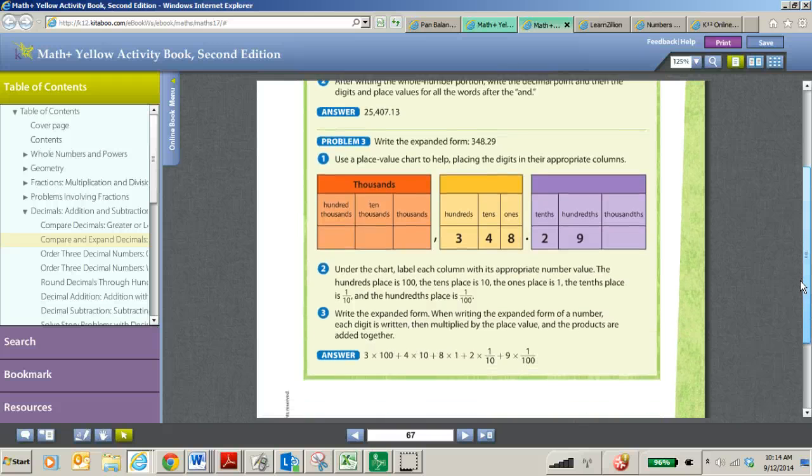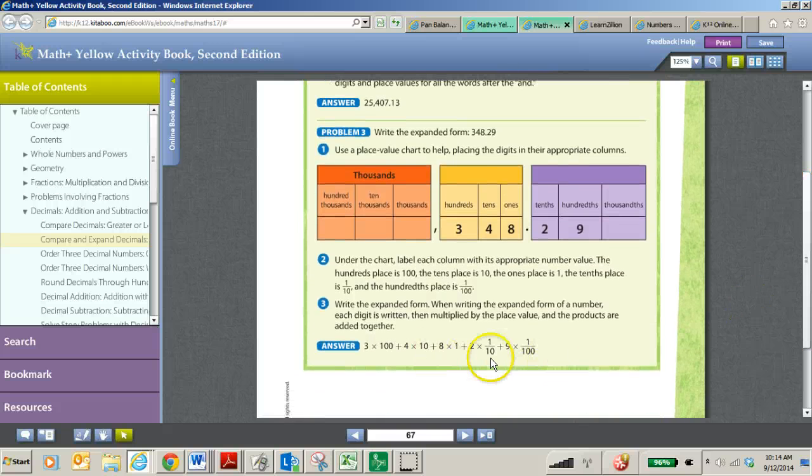They may be familiar with expanded form, but they may not be familiar with writing expanded form like this, and they will see this in Study Island, and they're likely to see this on the end of the year assessment. So right here we have 348 and 29 hundredths. The 3 is in the hundreds and has a value of 300, so we multiply 3 times 100. So that takes care of that one digit.